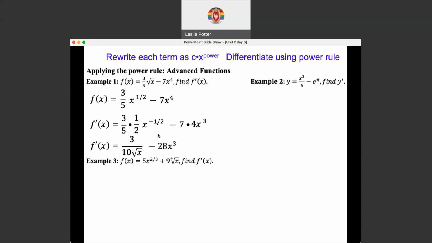So here's the derivative. I'm not asking you to evaluate it. Notice I'm just asking you for f prime of x. I'm just asking you to do the power rule and then go on to the next question. Okay, let's take a look at example 2.